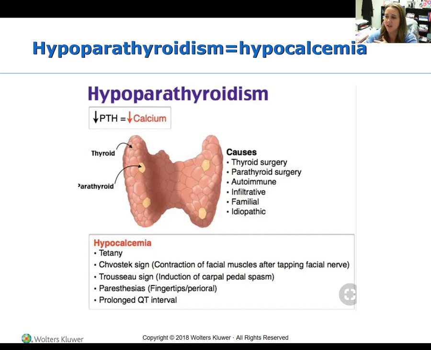And then our Trousseau sign, that carpopedal spasm, where we can occlude the blood flow to the arm with a blood pressure cuff, and then we'll see that spasm in the arm, that tremor of the arm. Diarrhea, circumoral tingling in the fingers. Those signs and symptoms of hypocalcemia and hypercalcemia you'll need to know.